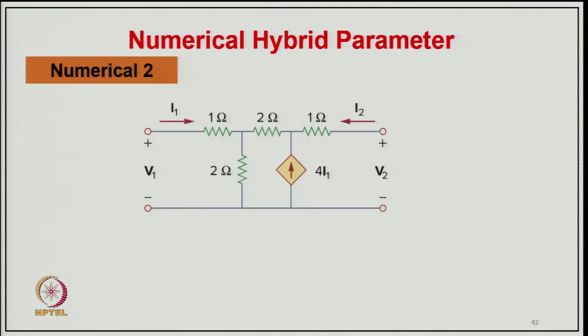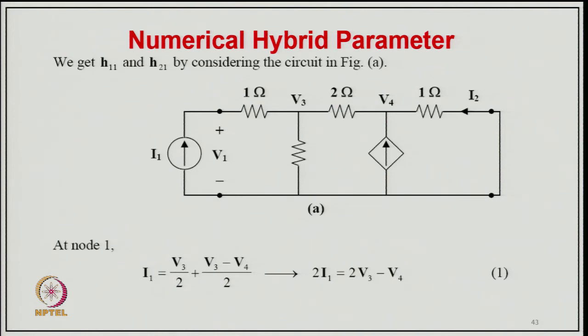So, now coming to numerical problem 2, we have a network here, we have a current dependent source 4 I1, which is an input current dependent source, and the remaining parameters are 1, 2, 1 and 2 ohm in the circuit here. We can get H11 and H21 by considering the circuit here, considering that the output terminals are shorted. So, considering the short, we can find out what I1 is here.